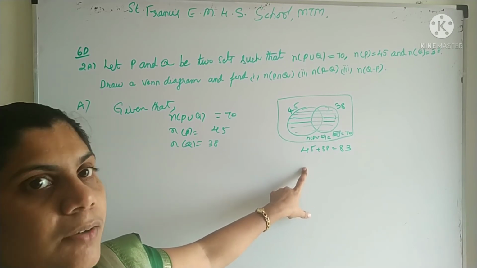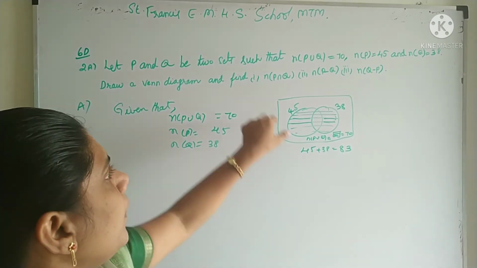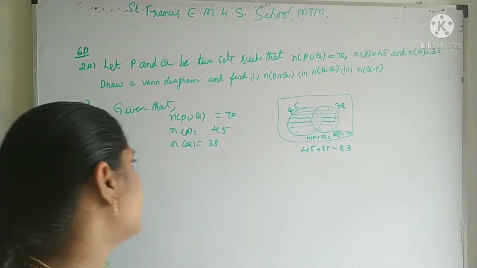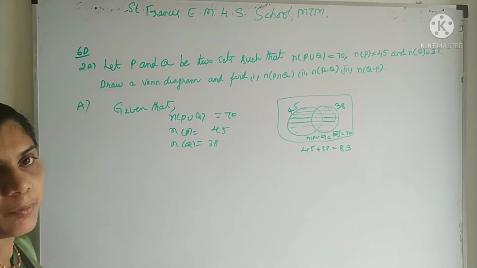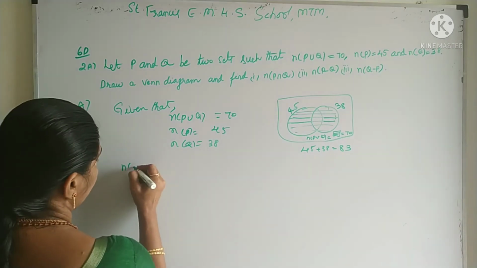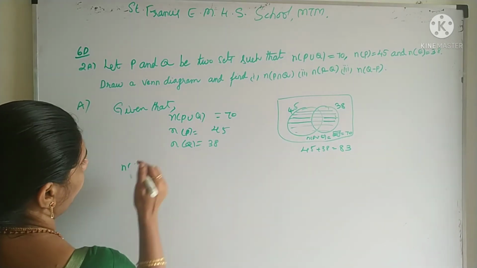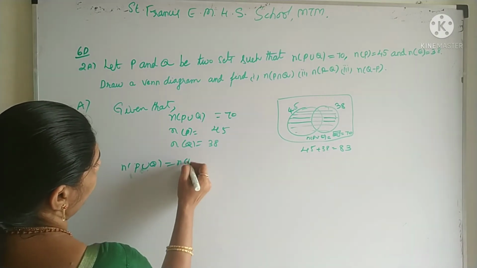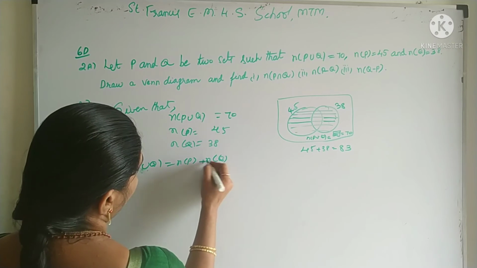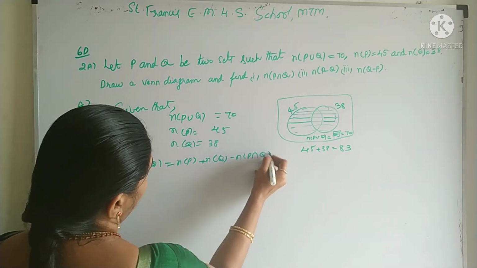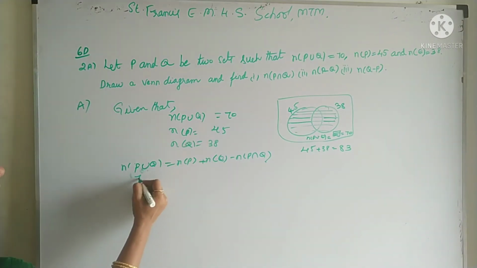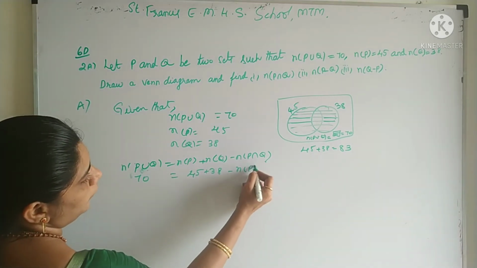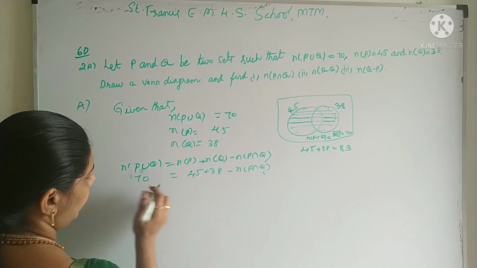Common elements means what? Intersection. So n(P ∩ Q) will be there, and those numbers are counted twice in this. So what is the cardinal property we learned here? n(P ∪ Q) = n(P) + n(Q) − n(P ∩ Q). What is n(P ∪ Q)? They have given 70. Substitute all the values here. This one you need to find out, so the minus I will send to this side.